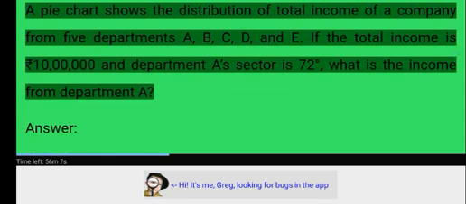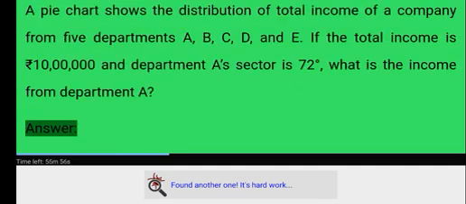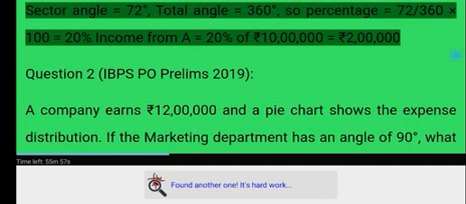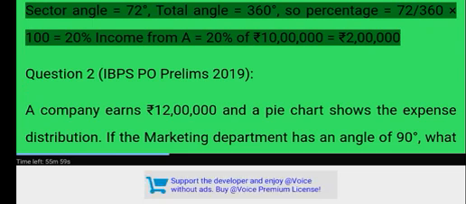A pie chart shows the distribution of total income of a company from 5 departments A, B, C, D, and E. If the total income is 1 million rupees and Department A's sector is 72 degrees, what is the income from Department A? Answer. Sector angle equals 72 degrees, total angle equals 360 degrees, so percentage equals 72/360 times 100 equals 20%. Income from A equals 20% of 1 million rupees equals 200,000 rupees.